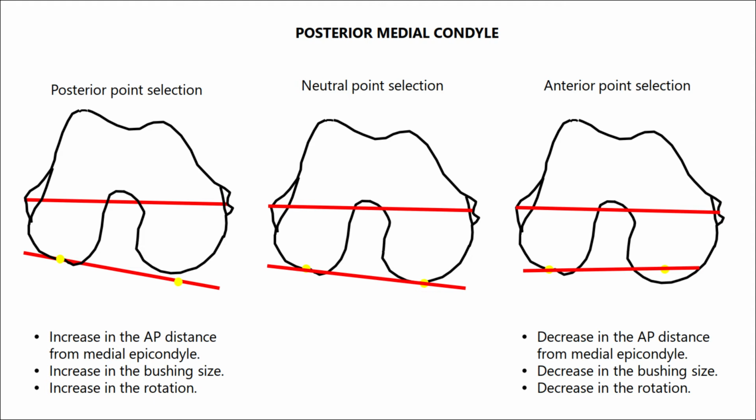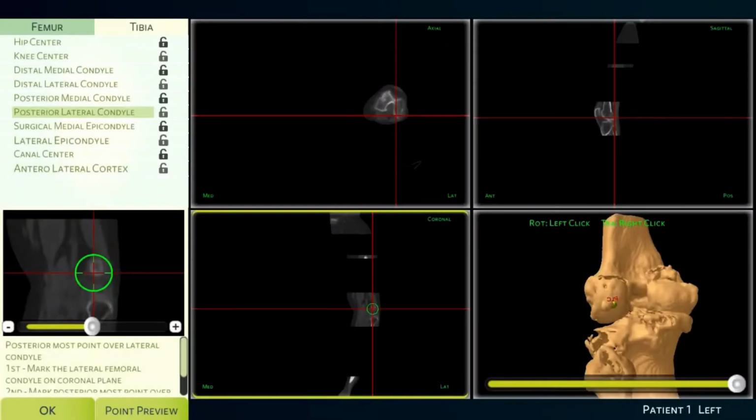The distance between the medial epicondyle and the posteriormost point on the medial condyle is around 20 to 25 millimeters. An error in selecting the landmark is directly reflected by approximately the same amount in calculations. Thus, precise selection of this landmark is mandatory. The posterior lateral condyle. This landmark is used to define the posteriormost point on the lateral femoral condyle.